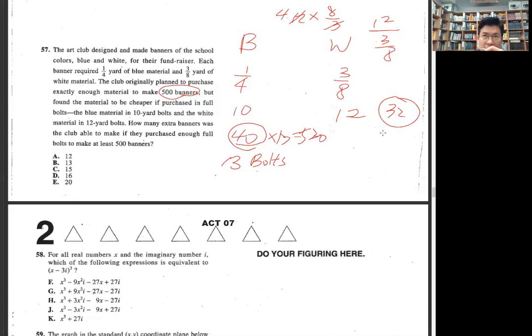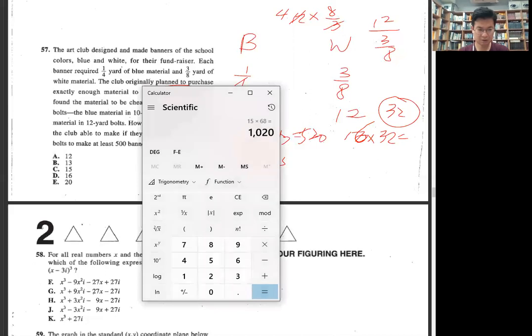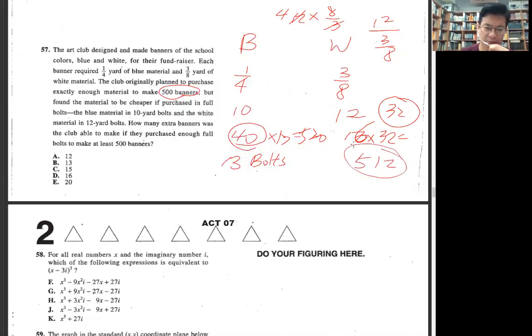And then 10 is 320, 16, 15 is 3, so you have to buy 17 bolts. 17 times 32 will be, no, 16 times 32, which is 512. This is the minimum that you can have. So it's enough for, like, 512, so 12 left.